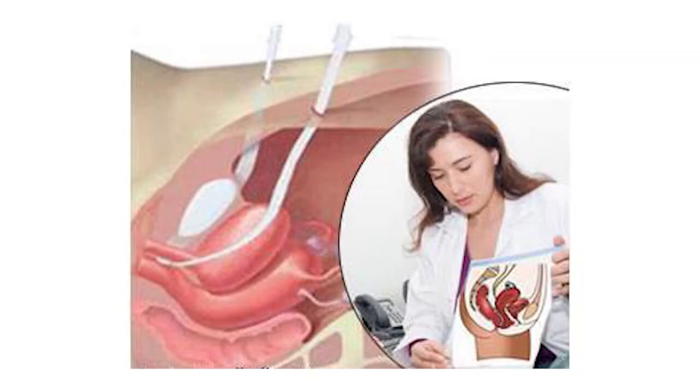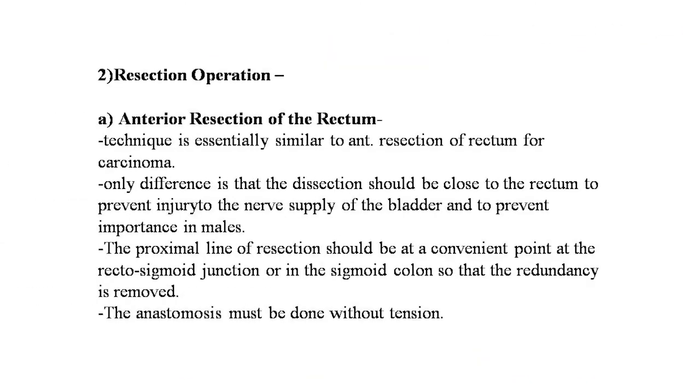Then the second type of operation in rectal prolapse is the resection operation. First is the anterior resection of the rectum. The technique is essentially similar to the anterior resection of the rectum for carcinoma. The only difference is that the resection should be close to the rectum to prevent injury to the nerve supply of the bladder and to prevent impotence in males.